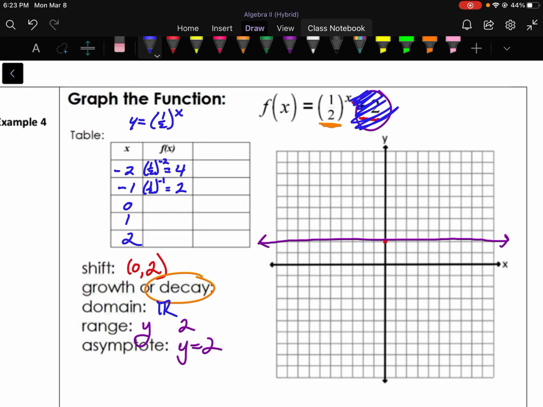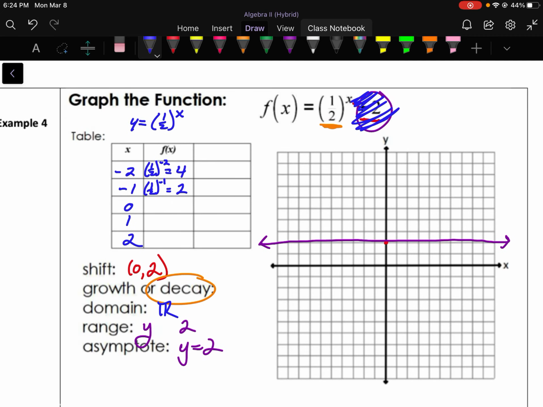1/2 to the 0 power, my goodness, is, oh, what's going on here?